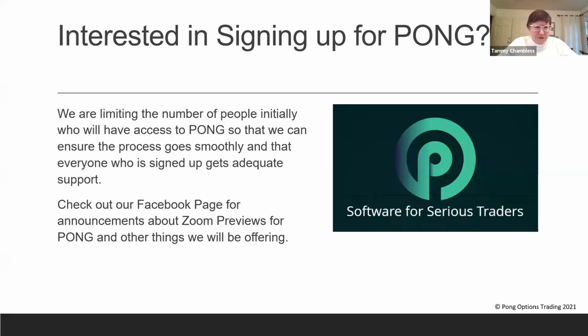So one of the things I'm going to do, because we're not offering a free trial for Pong, is I'm going to open up a Zoom meeting that's free for anybody. You can share that link. I think my Zoom account limits that to 100 people. So I'll watch how many people are joining, and if we run out of room, I may extend the date.